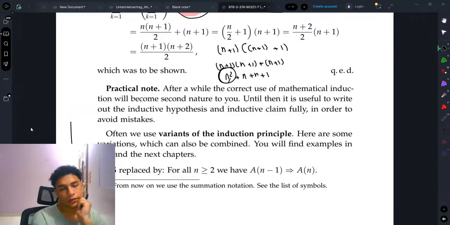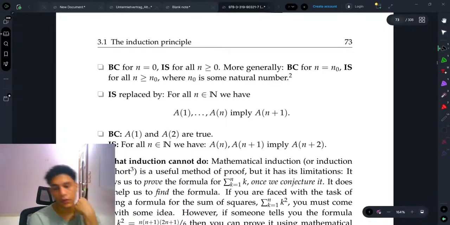What does inductive claim even mean? No idea. In order to avoid mistakes, often we use variants of the induction principle. Here are some variants which can be combined. You will find examples in this and the next chapter. Okay.